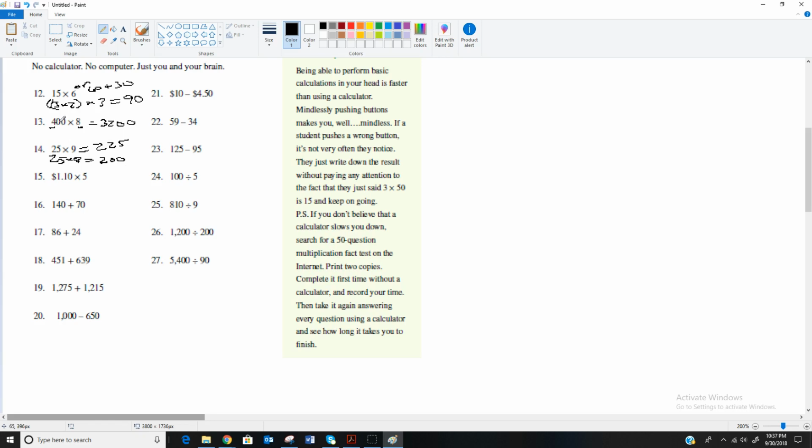On this, I would use the 0 idea because it's $1.10 times 5. That would just be $5.50. Kind of thinking of the dollar times 5 would be $5, and the 10 cents times 5 would be 50 cents, so 5 and 50 cents.